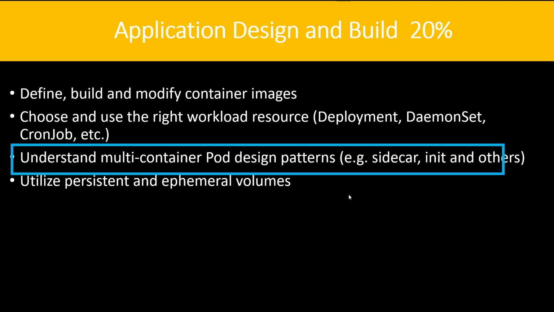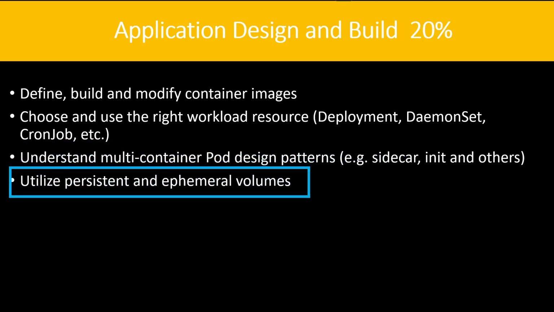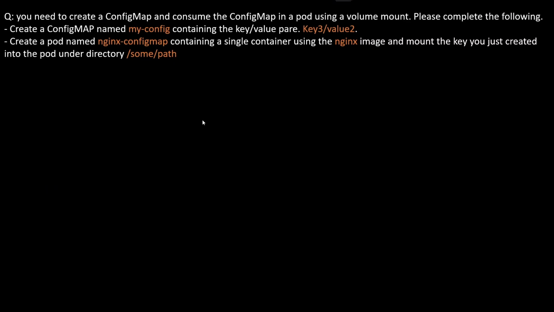Let's move to the next topic, that is utilize persistent and ephemeral volume. In this type of topic, they may ask you to create a config map and consume the config map in a pod using volume mount. Please complete the following. Create a config map named this one containing a key value pair, the key is key 3 and the value is value 2. It may be changed in the exam. Create a pod named this one containing a single container using the nginx image and mount the key just created into the pod under directory some path. Any path they can give you.